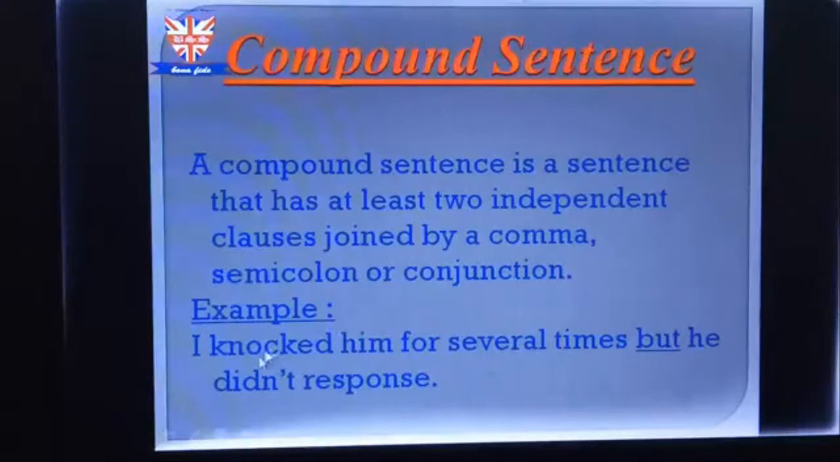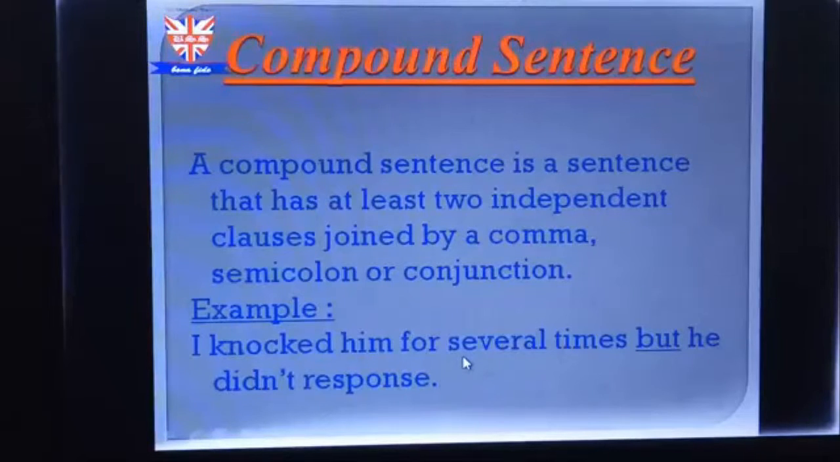So let's see the example. I knocked him for several times, but he didn't respond. If I take the but out of the sentence, it will be: I knocked him for several times, he didn't respond. Both are complete sentences, but these two are joined with the conjunction but. So this is a compound sentence.